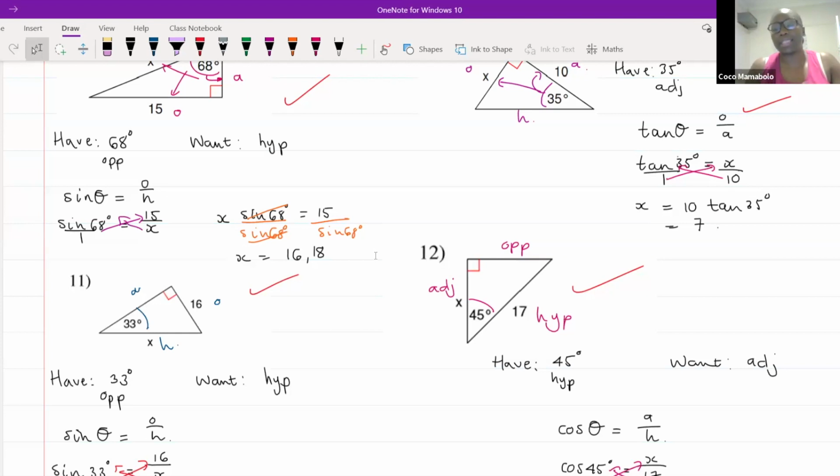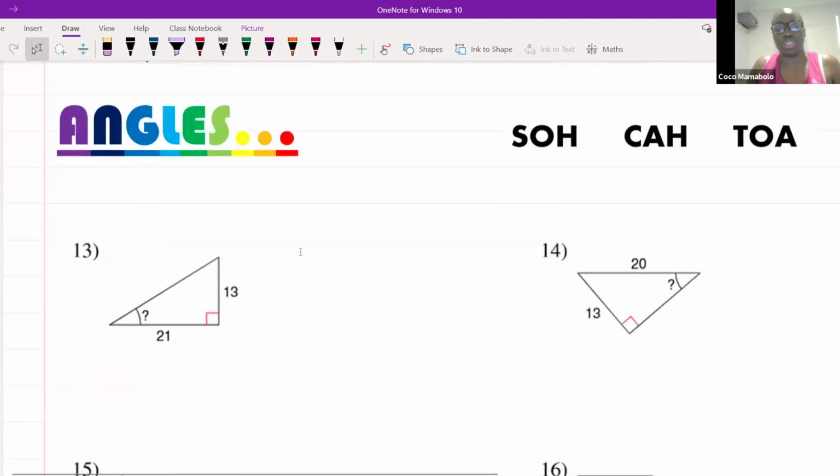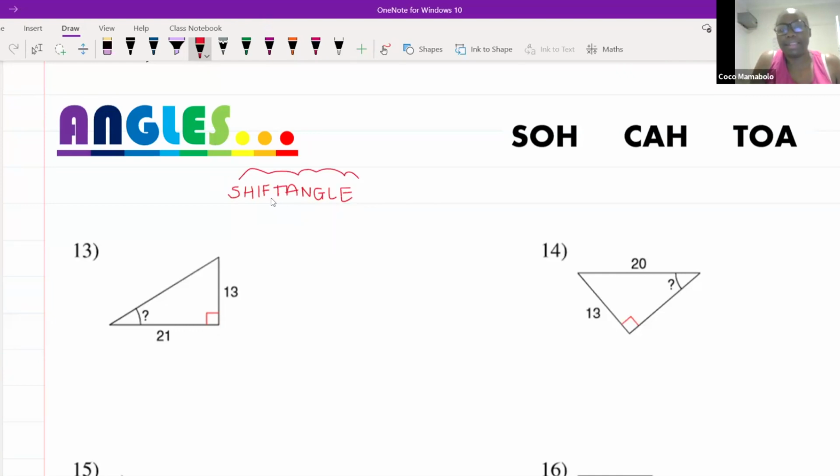All right, let's get into the meat of today's lesson, because what we're going to be doing today is finding angles. And we know when we have to find angles, what do we need to do? What are we going to do in order to find angles? We must what? Before we label, we already know if we're looking for an angle, we must shift angle.